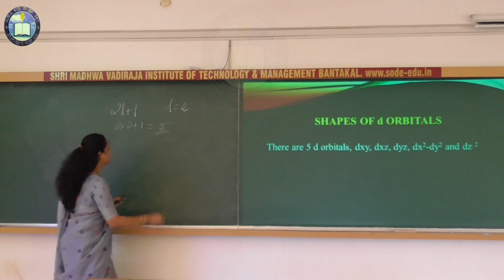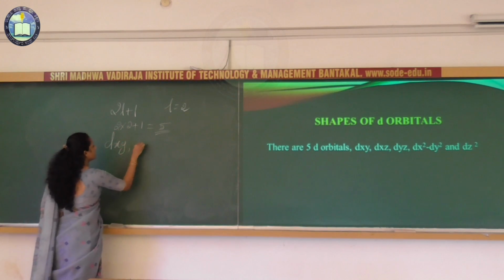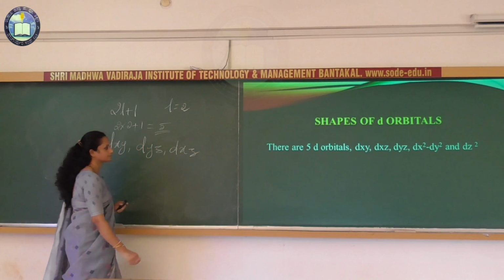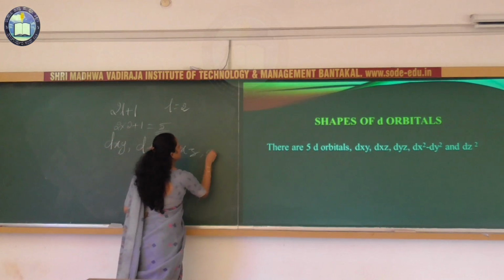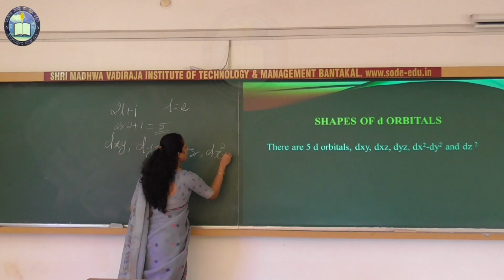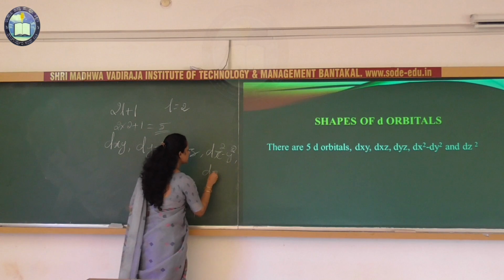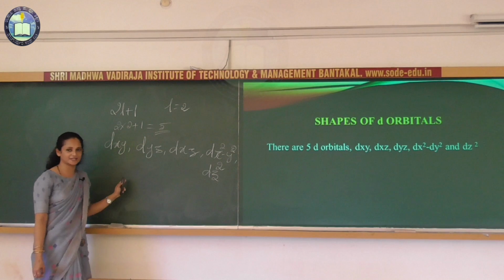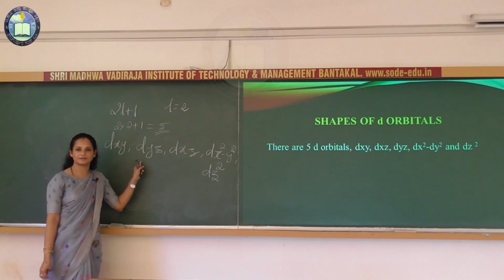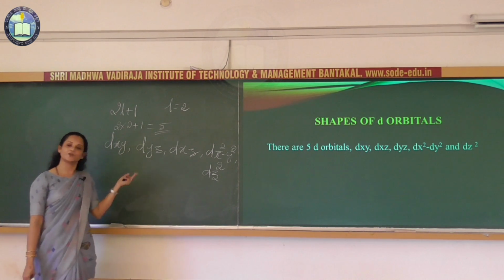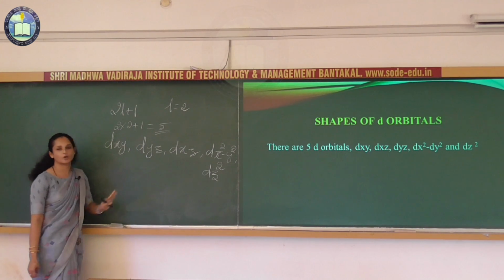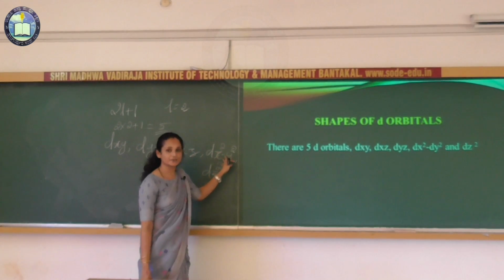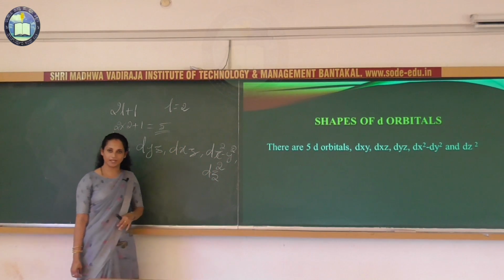dxy, dyz, dxz, dx square minus y square and dz square. Actually these are the solutions for the Schrödinger equation. Whatever we write, dxy, dyz, all of them are solutions for the Schrödinger equation. Okay, the 5 d orbitals: dxy, dyz, dxz, dx square minus y square, dz square.